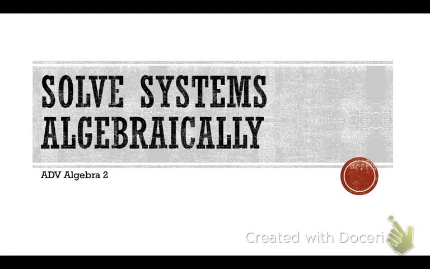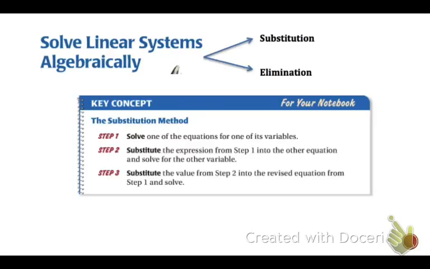Advanced Algebra 2, solving linear systems algebraically. This method is a lot more reliable than solving by graphing. There's two different methods that you can use, substitution or elimination. These will probably be review for you. First, we're going to start with the substitution method.